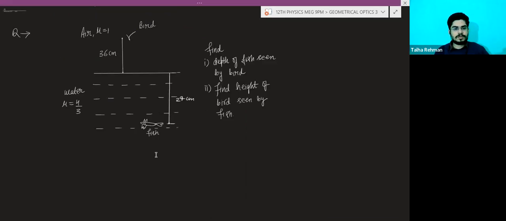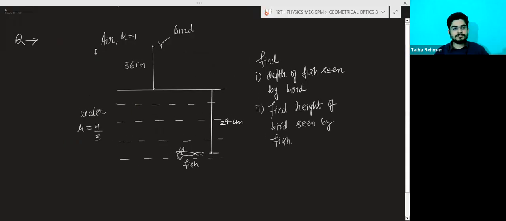Okay, so our question is this. This is the water having the refractive index 4/3, and here is the air with refractive index 1, and here is a bird. This is the interface separating the water and the air. From this surface, the bird is at a height of 36 centimeter, and there is a fish at a depth of 24 centimeter. They are asking, find the depth of the fish seen by the bird.